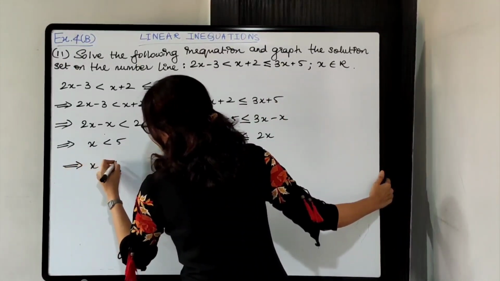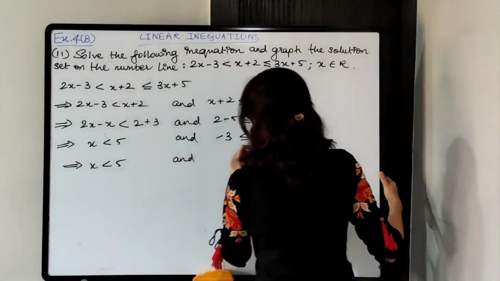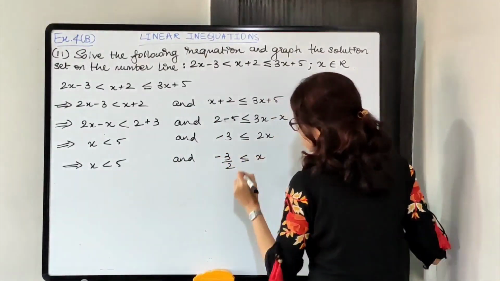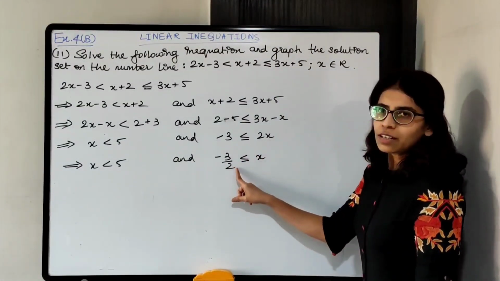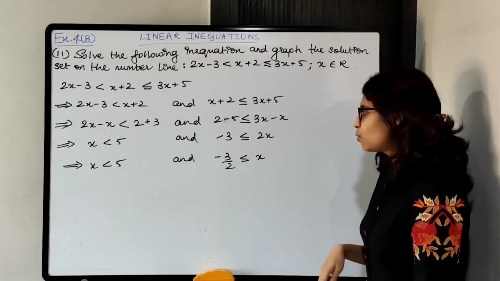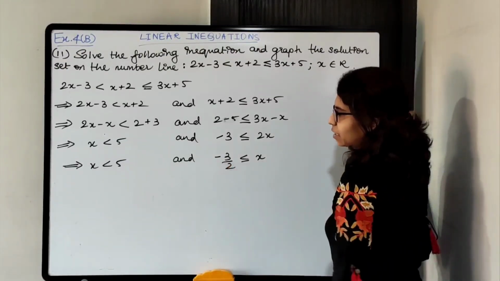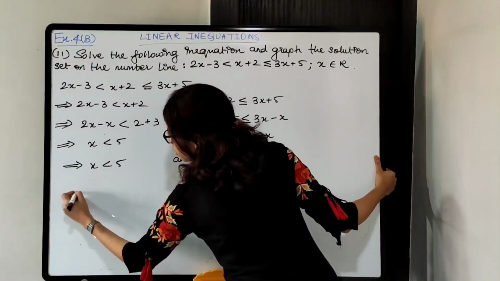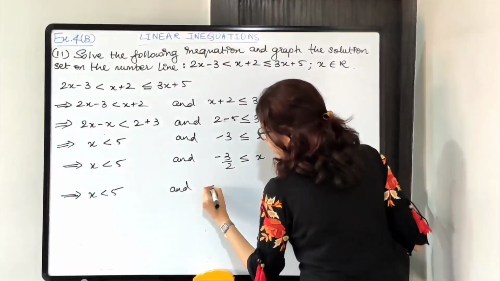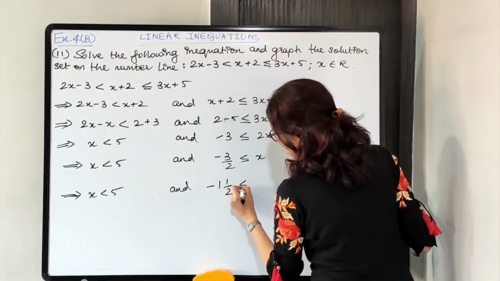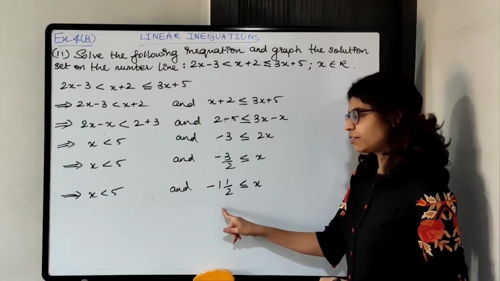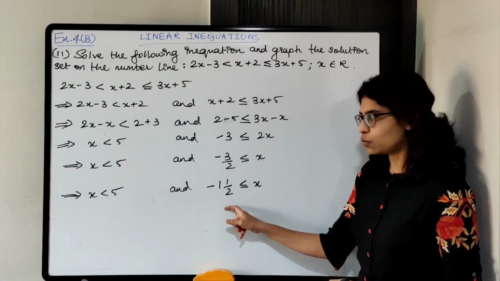This we got, x is less than 5. Here we'll shift 2 to the other side, so minus 3 by 2 is less than or equal to x. It's a fraction, 3 by 2 is 1.5, okay, that is 1.5. So it will be minus 1.5, there's a negative sign. So x is less than 5 and minus 1.5 is less than or equal to x. That is basically x is greater than or equal to minus 1.5. That is minus 1.5. Okay.